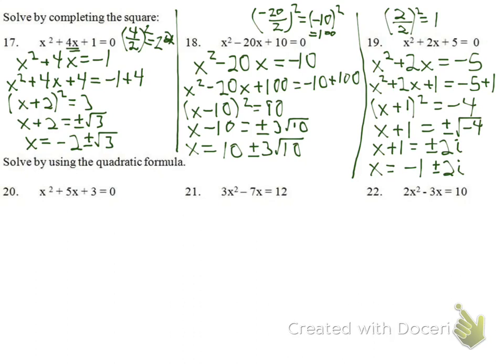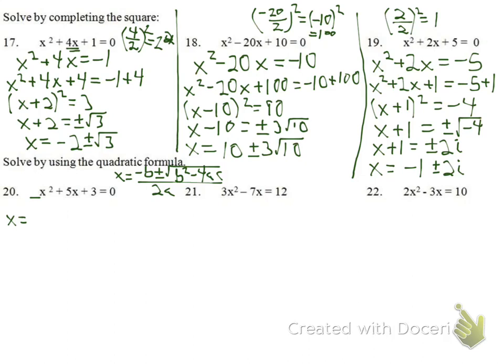Now for 20, 21, and 22, we're going to use the quadratic formula. So this is where we have our a value is the coefficient on the x squared, b is the coefficient on the x, and c is the constant. So the quadratic formula is, we'll write that up here, negative b plus or minus the square root of b squared minus 4ac, and all of that is over 2a. So we plug them in, we simplify, we'll find our solutions. And we'll do this when we can't factor.